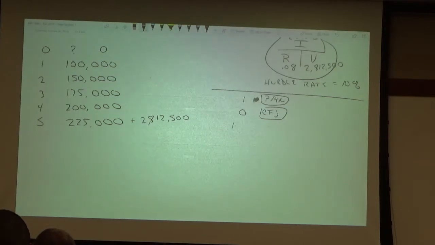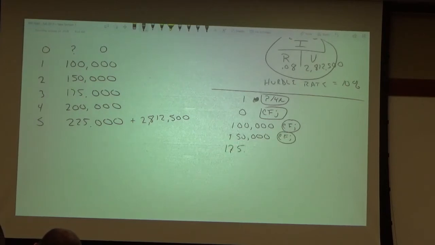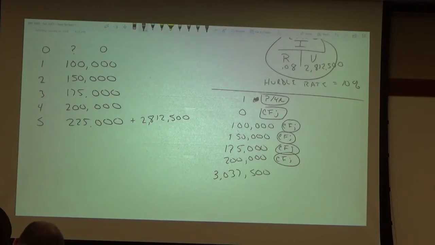And then, you're going to put in the 100,000, 150, oops, 175, 200, and then for the final cash flow, we're going to add those two together. So I get 3,037,500.